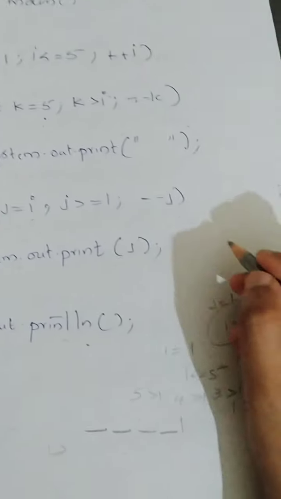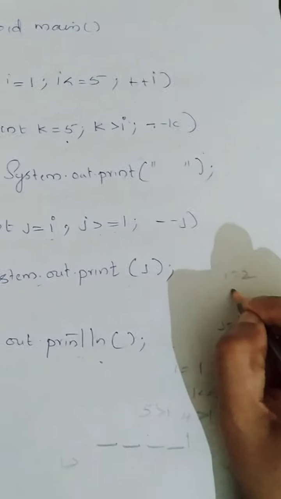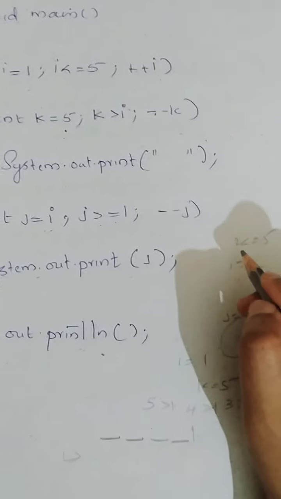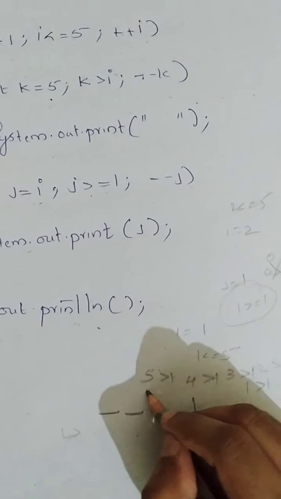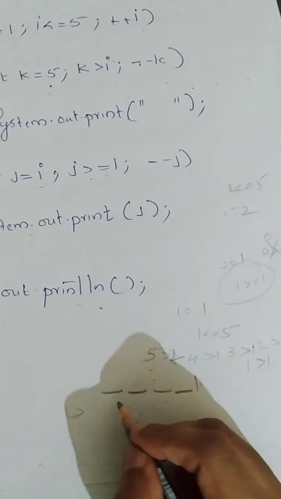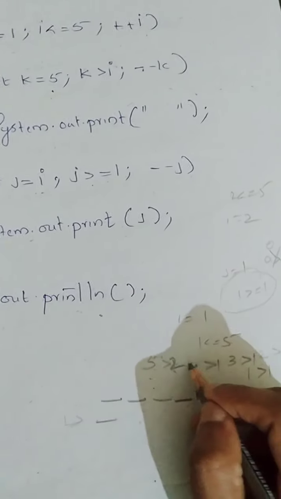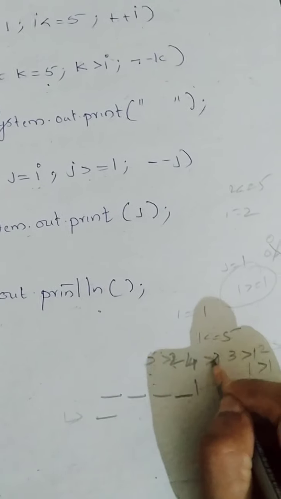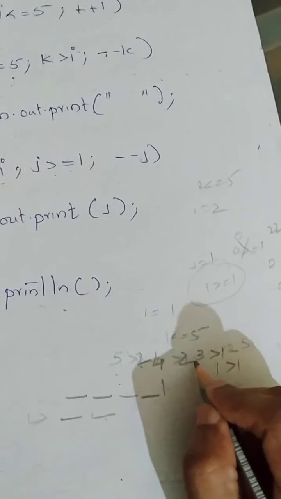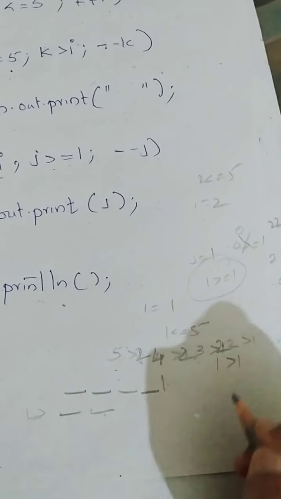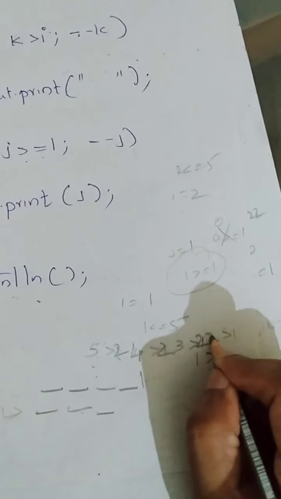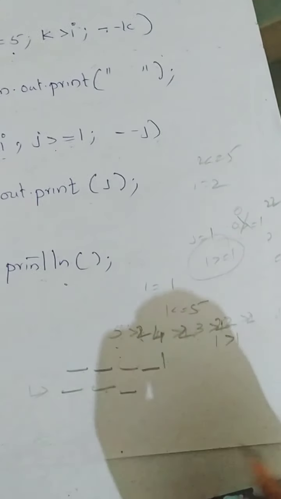Again i will be incremented to 2. 2 less than or equal to 5, the condition true. k again starts with 5, but here the condition is 2. 5 greater than 2, true. So it will leave a space, and k will be decremented to 4. 4 greater than 2, again true, it will leave a space. Again k decremented to 3, 3 greater than 2, again leave a space, and k is decremented to 2 and 2 greater than 2, false.